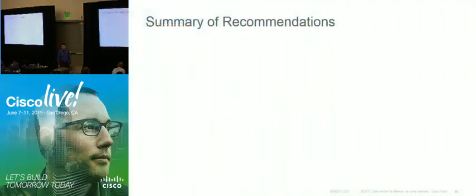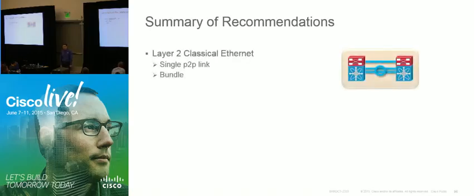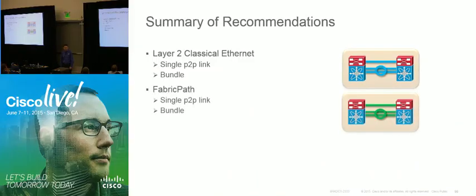So, summary of recommendations. We've talked about all of these scenarios. I have a few minutes left. Classical Ethernet, point-to-point links or bundles. Remember, we have LACP, we have bridge assurance. For most scenarios, they will take care of all the indirect failures. FabricPath, point-to-point links, bundles. We already have a bidirectional protocol there. Oh, and guess what? Now we have BFD too. And there's LACP running there if it's a bundle. Okay, so you have plenty of stuff there.